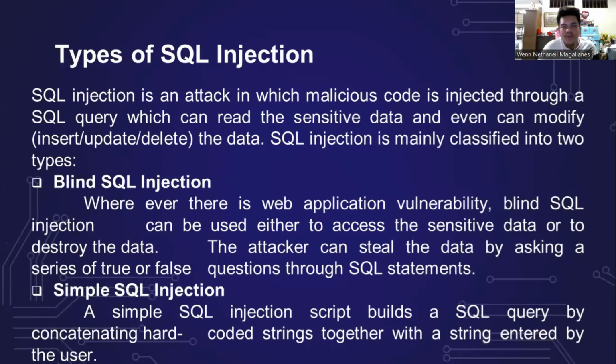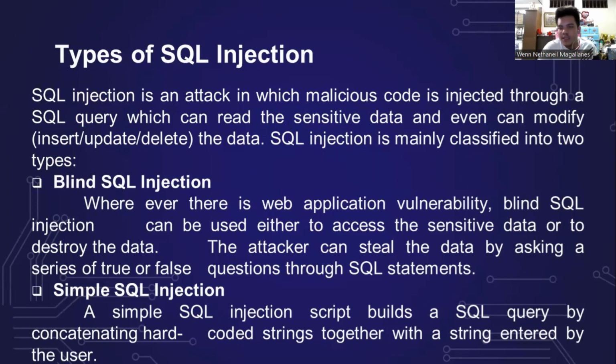So, types of SQL injection. SQL injection is an attack in which malicious code is injected through a SQL query, which can read the sensitive data and even modify, insert, update, and delete the data. SQL injection is mainly classified into two types. First, blind SQL injection. Wherever there is a web application vulnerability, blind SQL injection can be used either to access the sensitive data or to destroy the data.